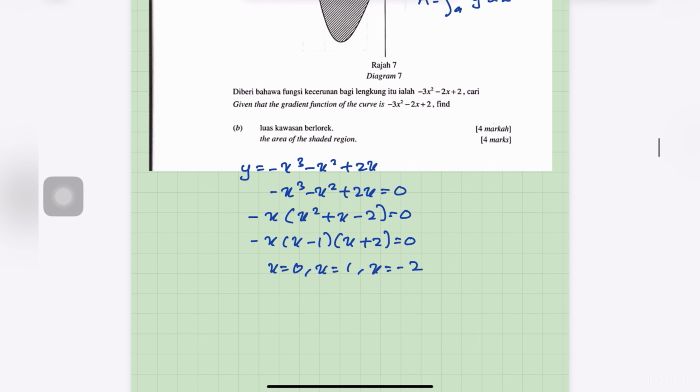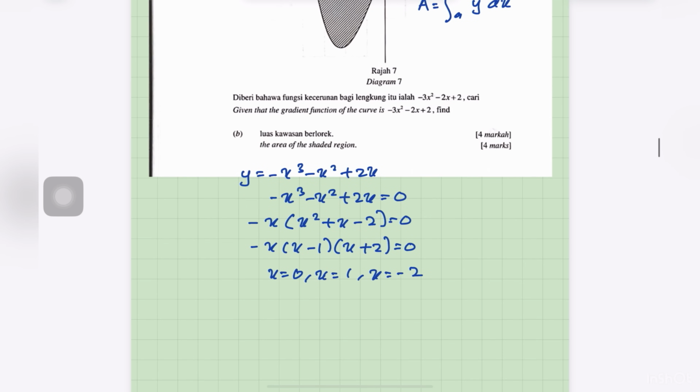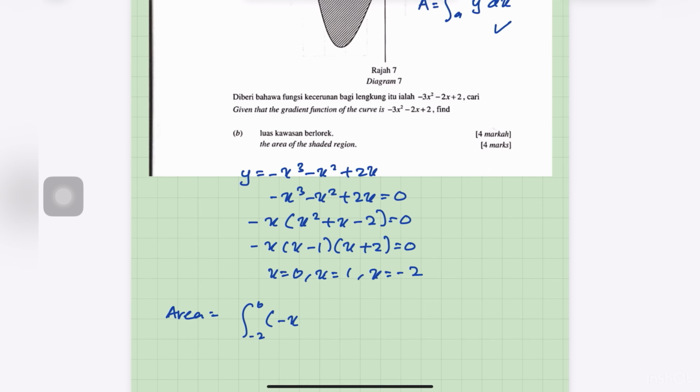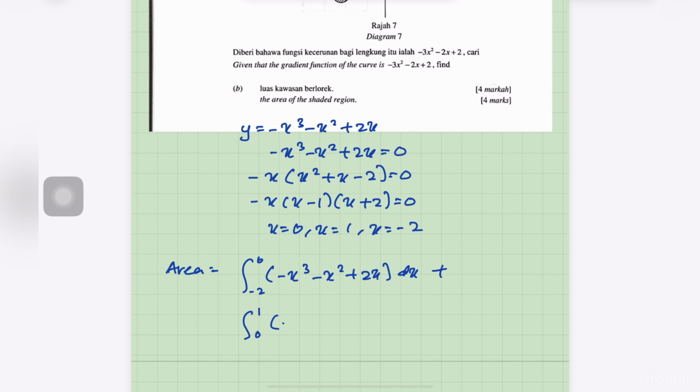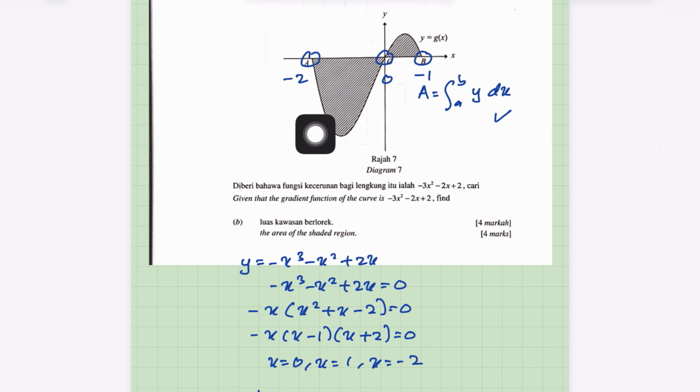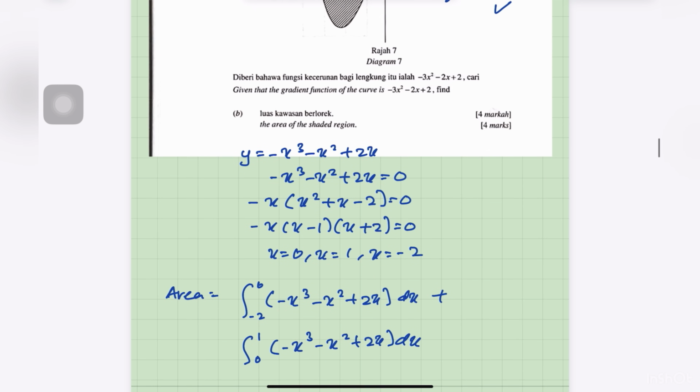So area, we have to separate area here. So area equals to, integrate by using this one. So integrate from negative 2 to 0, function negative x cubed minus x squared plus 2x dx. Okay, plus integral from 0 to 1, negative x cubed minus x squared plus 2x dx. Okay, so yang ni kita tahu the area ni dekat bawah x-axis. So dia akan, value dia akan negatif, tapi area is always positive. So kita siap-siap letak modulus supaya kita tak lupa.